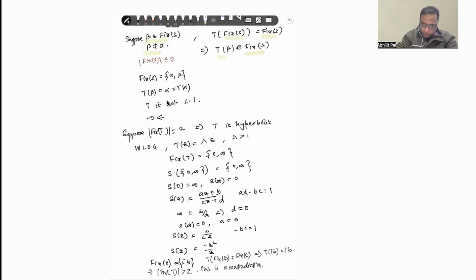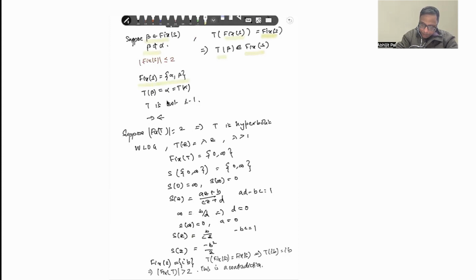And alpha, beta belong to the fixed point set of S. Therefore, the fixed point set of S is exactly equal to the set {alpha, beta}. And now T is again an isometry, so T of the fixed point set of S is equal to the fixed point set of S. So T of {alpha, beta} will be equal to {alpha, beta}.